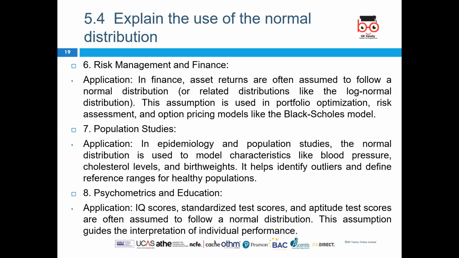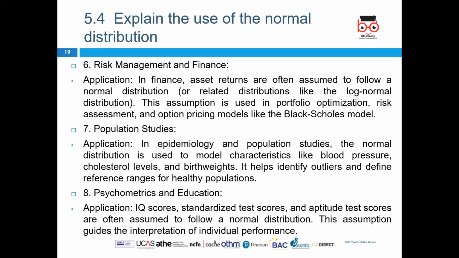And you have population studies. In epidemiology and population studies, the normal distribution is used for calculating characteristics such as blood pressure or cholesterol level or heart rates and birth weights. It helps in identifying outliers and defining reference ranges for a healthy population. For example, for your hemoglobin level, the general range is like 10 to 14. Whenever you've done a blood test at any point of time, you'll see that a reference range is given. So that is where the use of normal distribution comes into the picture in healthcare.